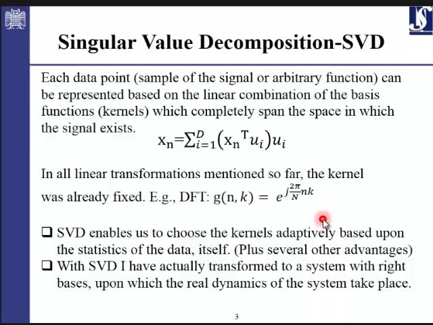So you are not taking a constant basis like the one that we had in the Fourier. In the Fourier domain, you have a constant basis, and every signal is just projected onto these bases, and you take the amount of those bases as the coefficient. But in the SVD, what we do is that these bases, or the kernels, are adaptively changed based on the statistics of the data.